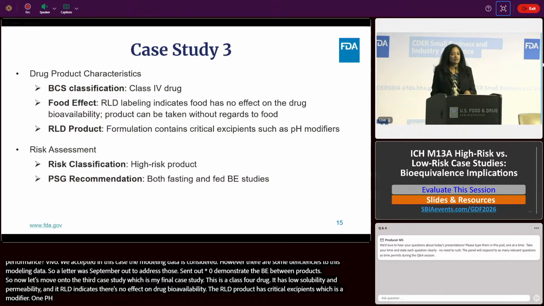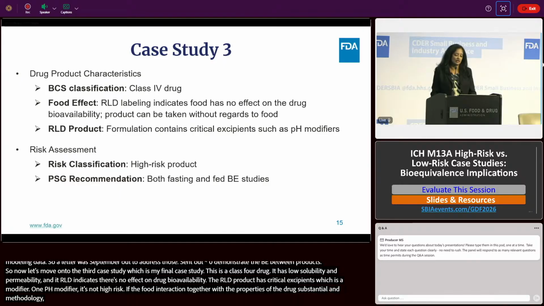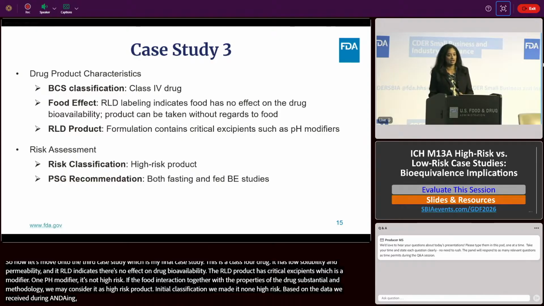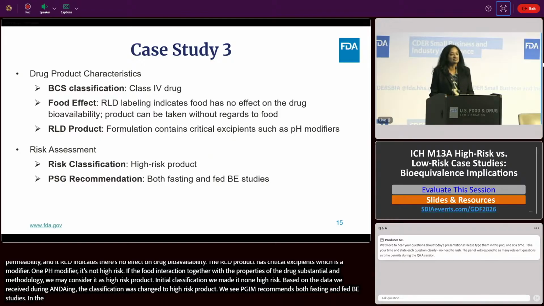However, if the magnitude of the food interaction, or together with the properties of the drug substance and the methodology, we may consider it a high-risk product. Initially, we classified it as a non-high-risk product, but finally, based on the data that we received during ANDAs, the classification was changed to high-risk product. Now, the current PSG for this drug product recommends both fasting and fed BE studies. In the next few slides, I'll go through the scientific rationale for how this recommendation came about.